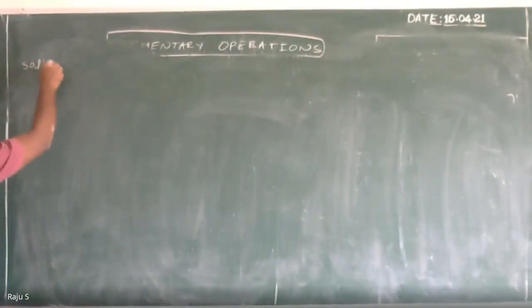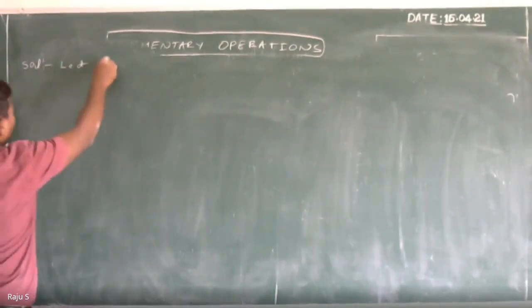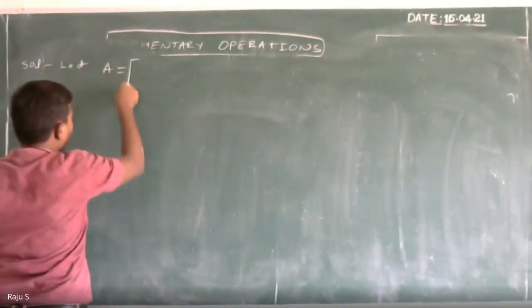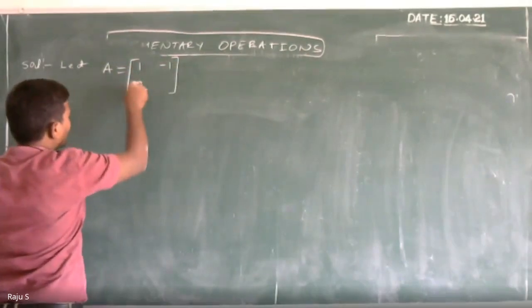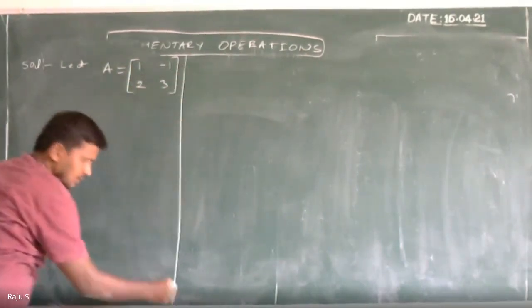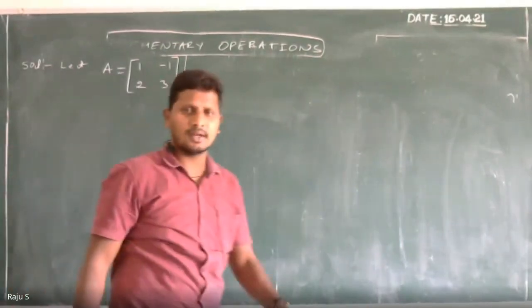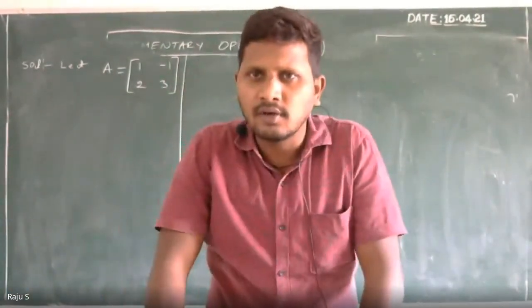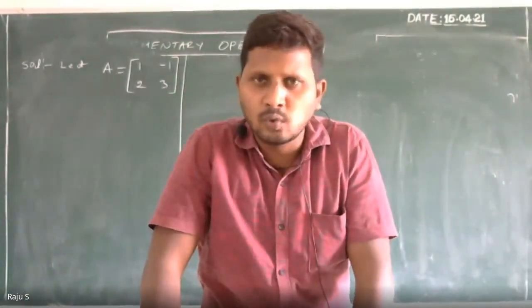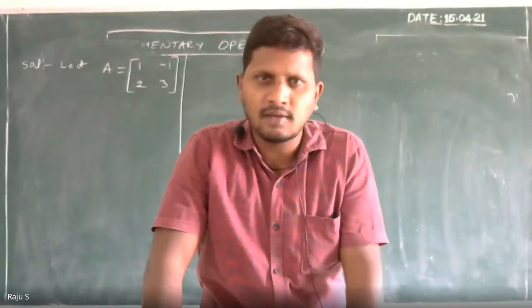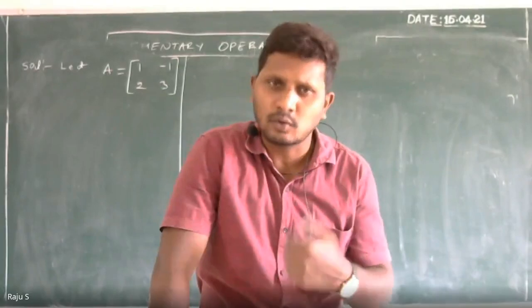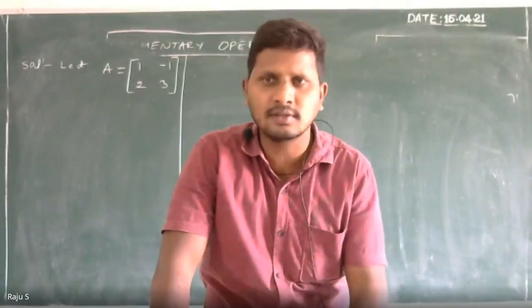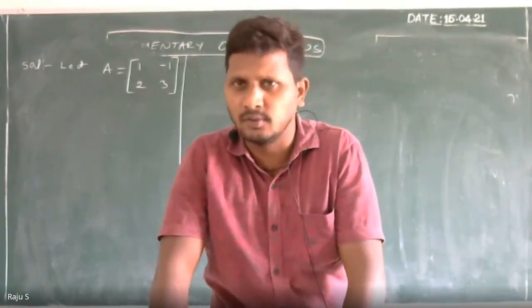Solution. Let us consider the first given matrix as capital A. Let A be equal to 1, minus 1, 2, 3. Everyone should concentrate here. First I'll explain one 2 by 2, then after that we'll go for a 3 by 3 matrix. For 2 by 2, we will do both the row operation as well as the column operation.